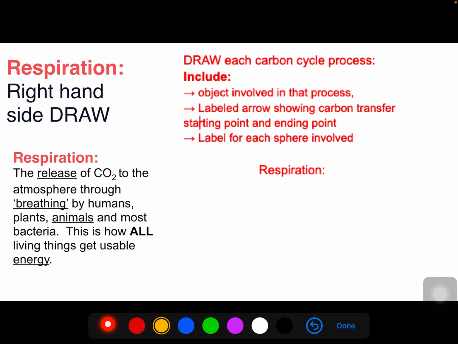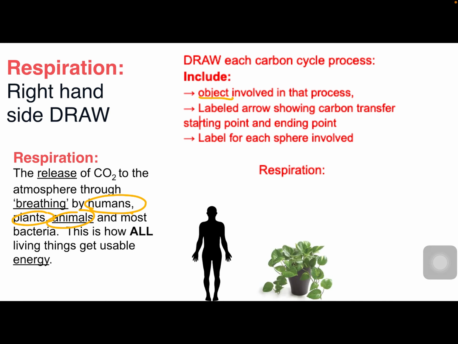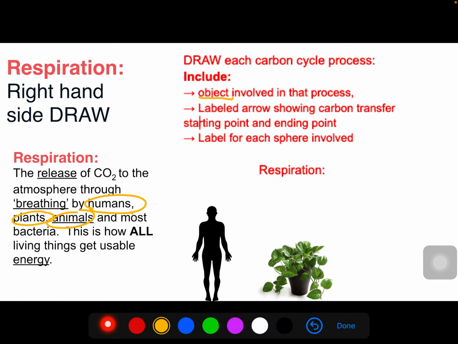So we have our definition, thinking about the objects we want to be involved. That is, of course, humans, plants, and animals. So we want to draw those couple things here in our respiration on the right-hand side. So you can draw, you can do what I did and just find a couple images on Google as well. I've got a human, a plant, and an animal. So there's my objects. Pause if you need to get those things or draw those things.